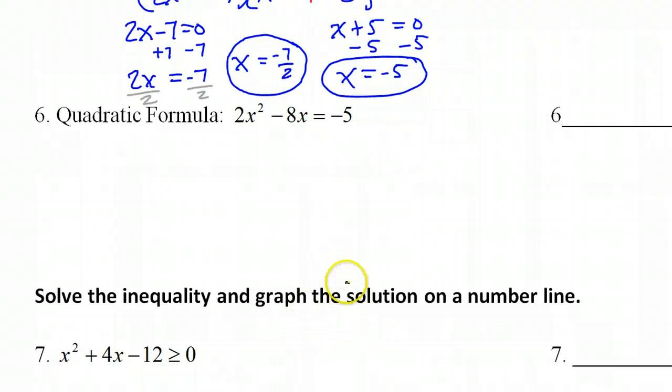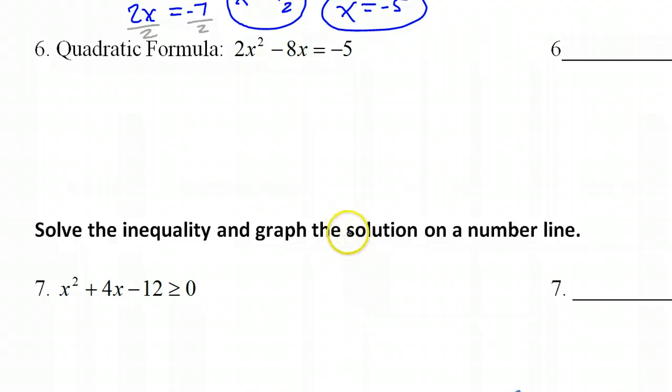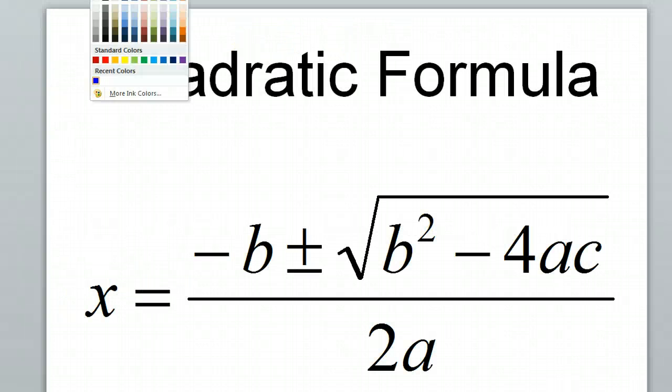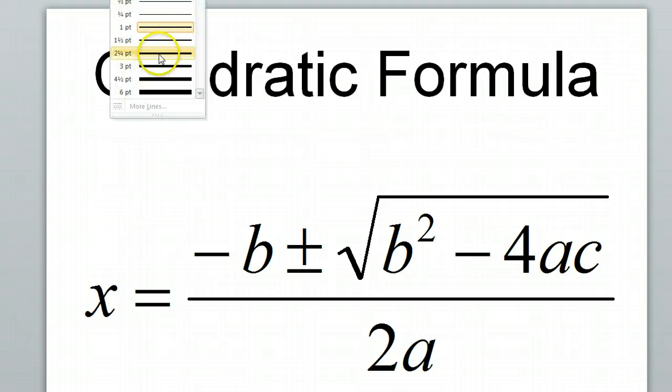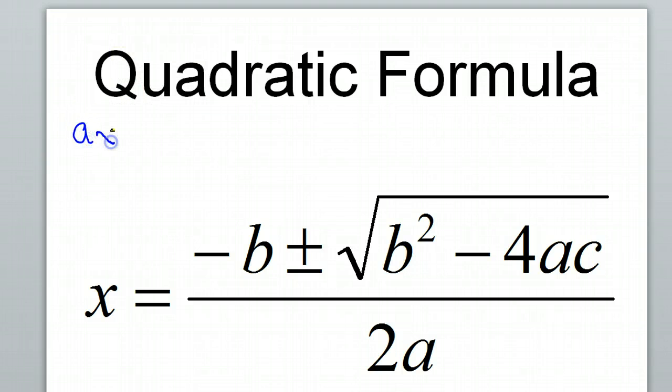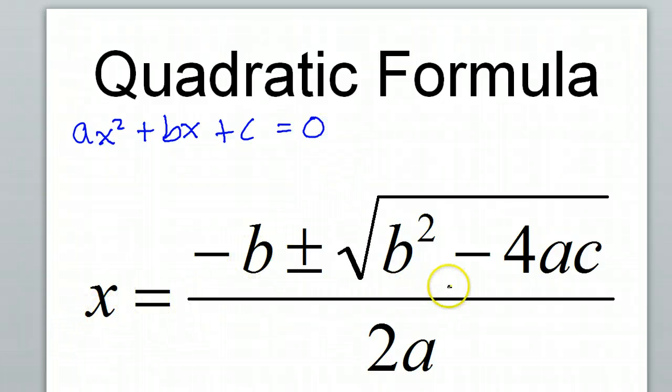Now, number 6, we're supposed to factor using the quadratic formula. Let us remember that the quadratic formula says if we have an equation that's in the form ax squared plus bx plus c equals 0, then we could find the solution by doing this: opposite of b plus or minus square root b squared minus 4ac all over 2a.